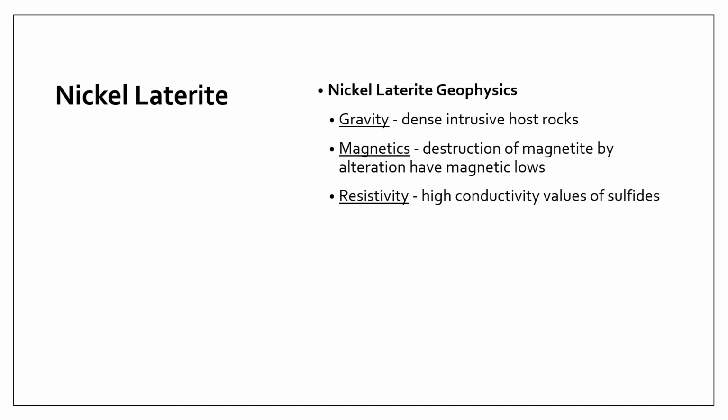And then for magnetics, the alterations involved in nickel laterite deposits, particularly the acid leaching, destroys your magnetites. So we can expect low magnetic signatures in the actual laterite deposits. And then for resistivity, all right, you also have high concentrations of sulfides in nickel laterite, and that can register as high resistivity. Okay, so this ends the lecture for the applications of geophysics.